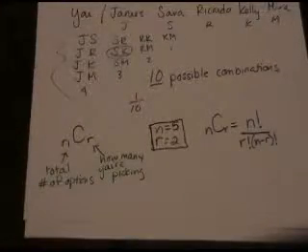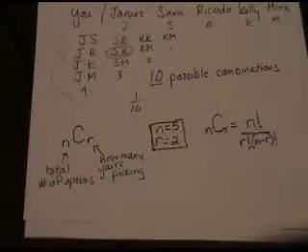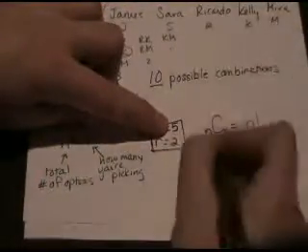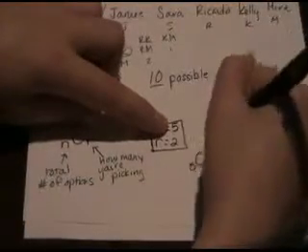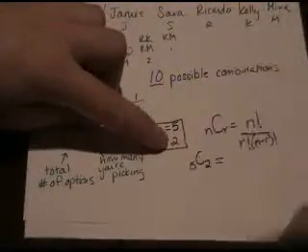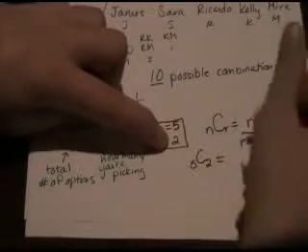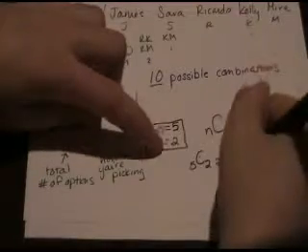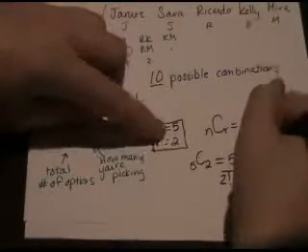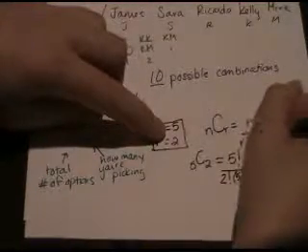Okay, so plug in what we have. We knew our n was 5. So wherever you see an n, you're going to put the number 5. 5 choose 2, because that's our r. Okay, so here we go. 5 factorial over 2 factorial times (5 minus 2) factorial.